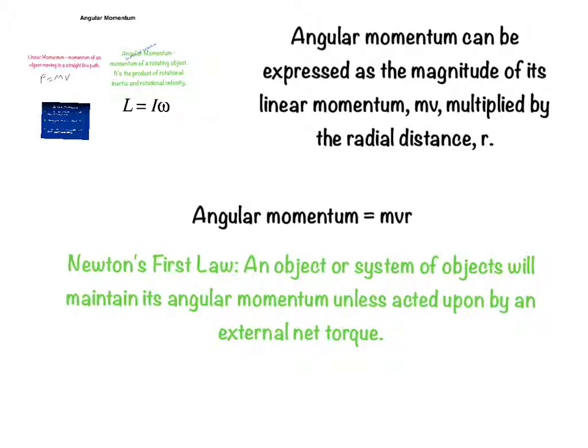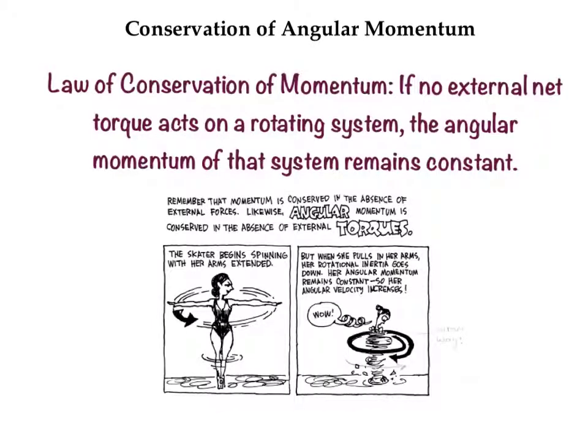We're going to take a look now at the conservation of angular momentum. Just as the linear momentum of any system is conserved if there's no net force acting on a system, the angular momentum is conserved if no net torque acts. So the law of conservation of angular momentum says if no external net torque acts on a rotating system, the angular momentum of that system remains constant. This means that with no external torque, the product of rotational inertia and rotational velocity at one time will be the same as at any other time.